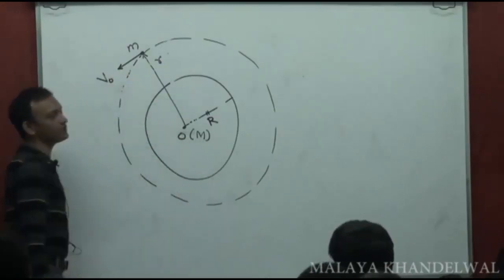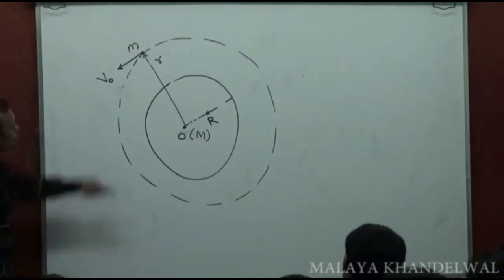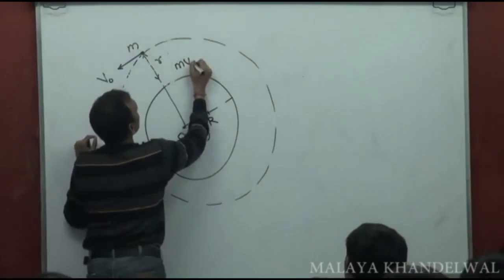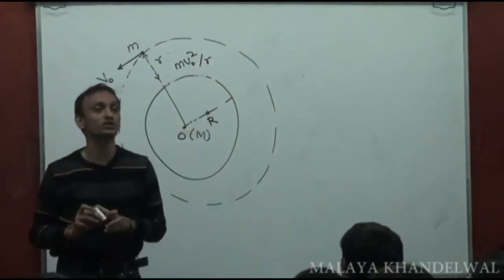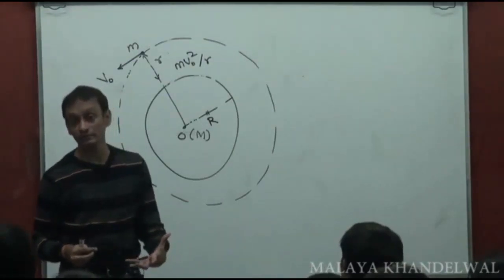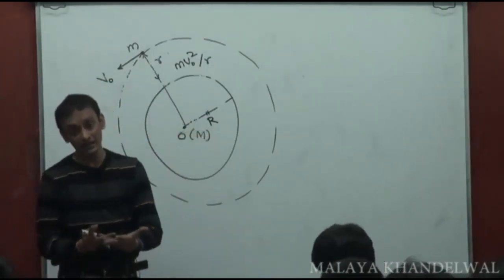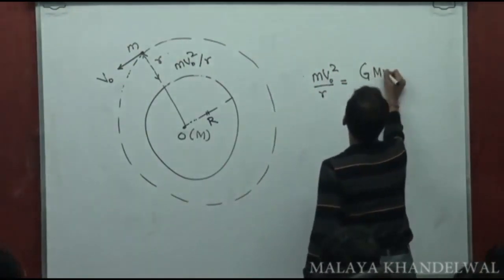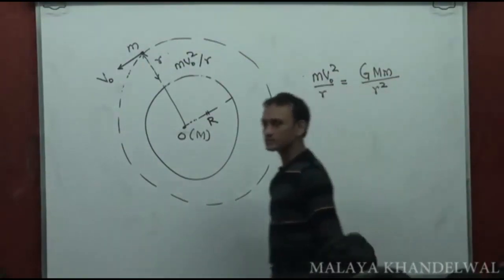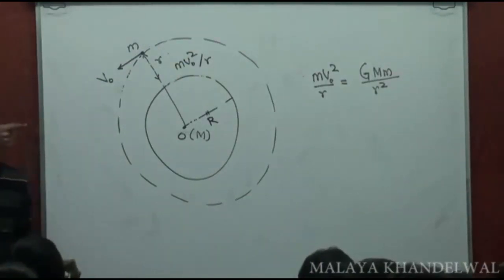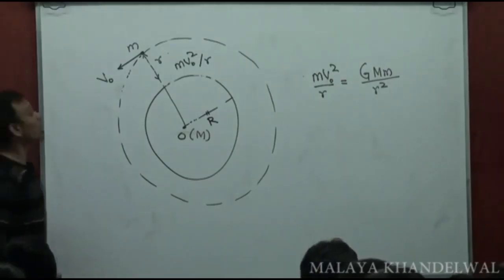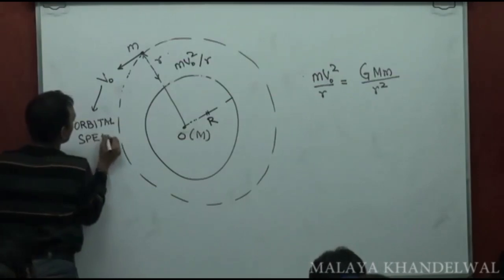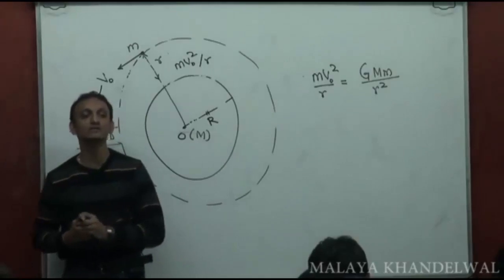If V0 is the speed of the satellite, then to execute a circular motion of radius small r, it will require a centripetal force of m V0 squared by r. And who would provide this centripetal force? The gravitational force between the Earth and the satellite will provide it. So m V0 squared by r is the requirement and is met by this, where V0 is the speed at which it executes uniform circular motion. This V0 is called the orbital speed of the satellite, the orbital speed in a circle of radius small r.